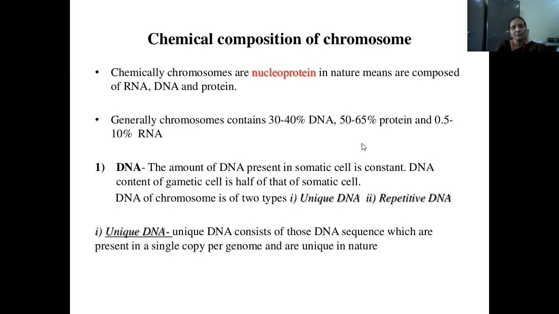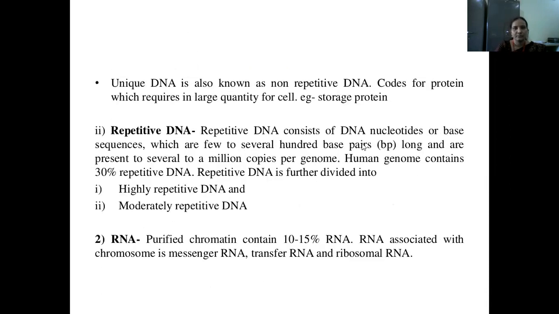DNA content of the gametic cell is half of the somatic cell. DNA of the chromosome is of two types: unique DNA and repetitive DNA. Unique DNA means what? Unique DNA consists of DNA sequences which are present in a single copy per genome and are unique in nature. Unique DNA is known as non-repetitive DNA, codes for proteins which are required in large quantity.